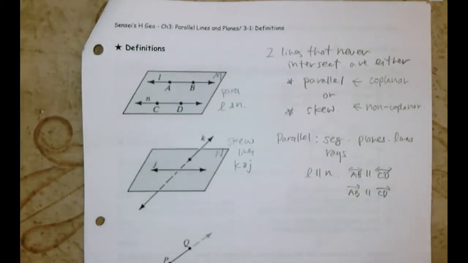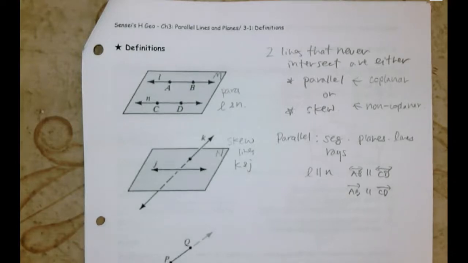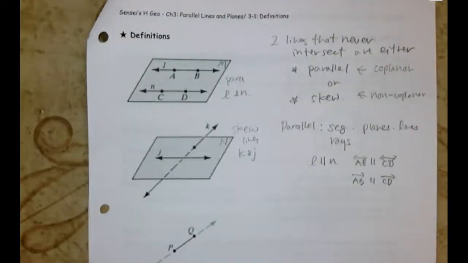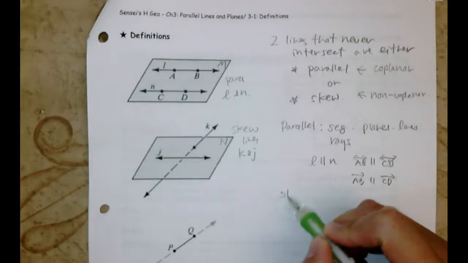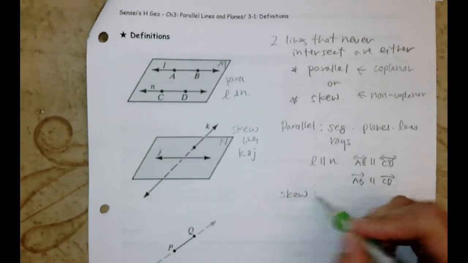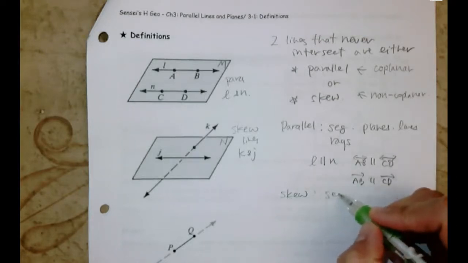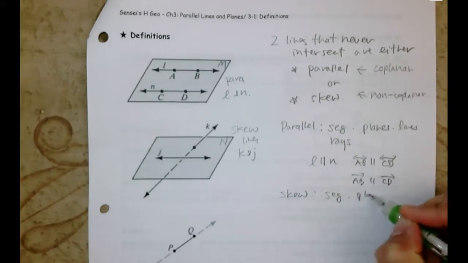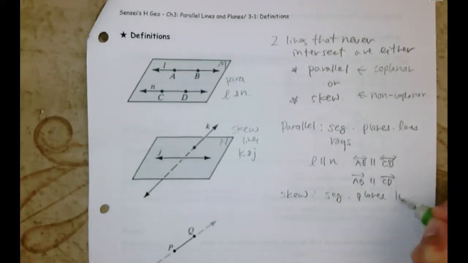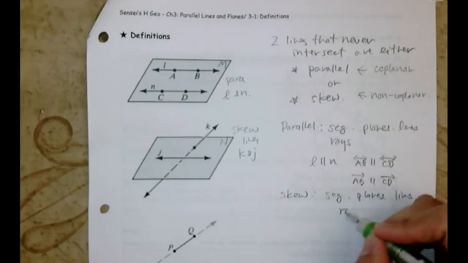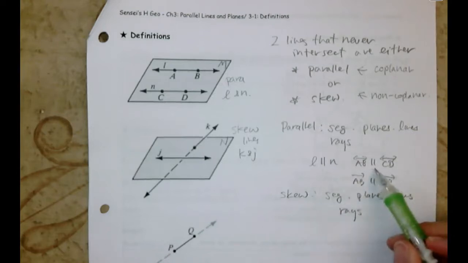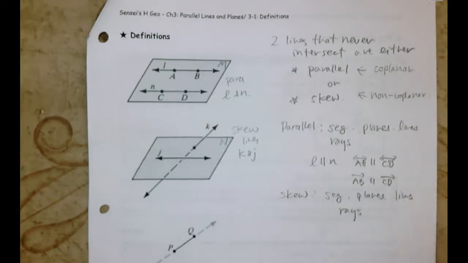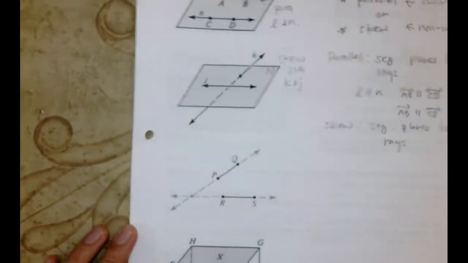Okay, and skew lines, there are skew planes. So the skew can be segments, planes, lines, and rays as well. There is no sign for skew though. This is just for the parallel. There is no sign for skew. Okay, so here's some clarifications.